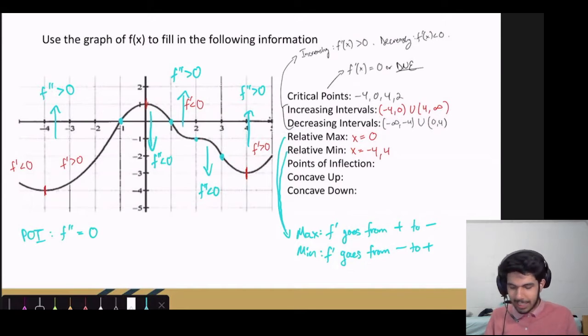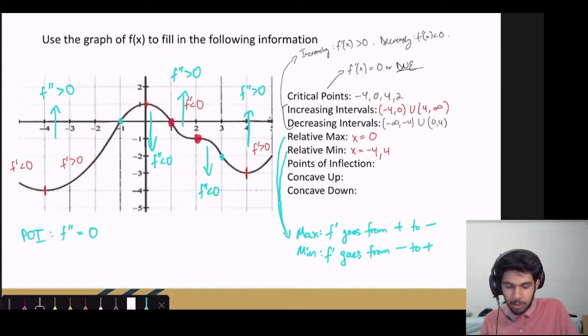The point is that these points of inflection occur when the second derivative equals 0. And in basically all of these cases, it's where f double prime changed signs. We highlighted this -1 here. To the left of it, f double prime is greater than 0. To the right of it, it's less than 0. So here it's equal to 0, and f double prime changes signs.